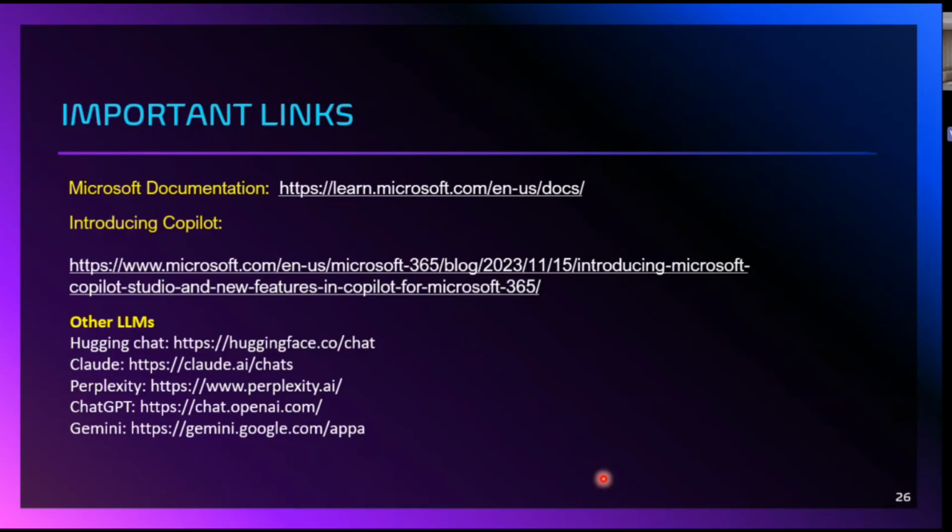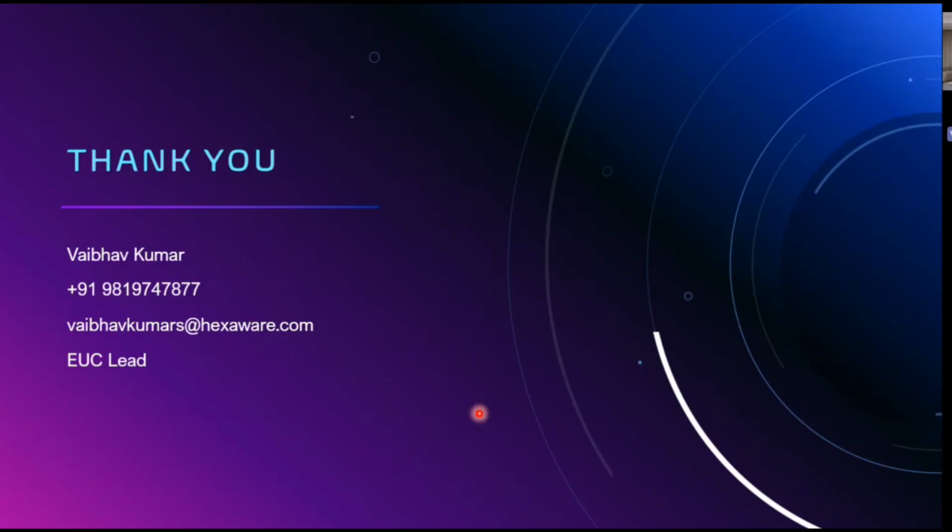Okay, so one more thing to add here. These are the important links, the documentation which I took, and the introduction of Copilot and other LLM sites or products that you can use. Definitely, Gemini is already there on Android, so you can use it too. And Perplexity, I just started using it. I'm not well versed in it, but I found it very great. And ChatGPT needs no introduction.